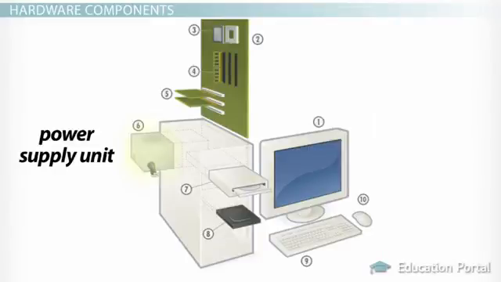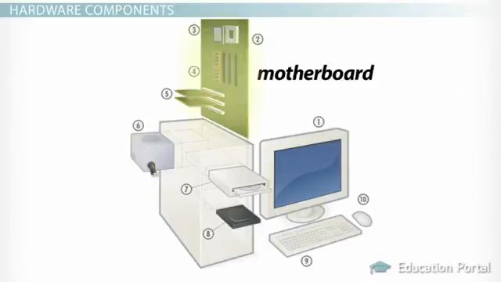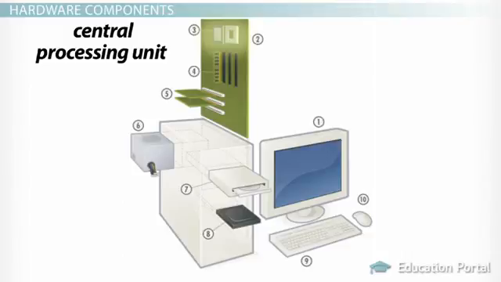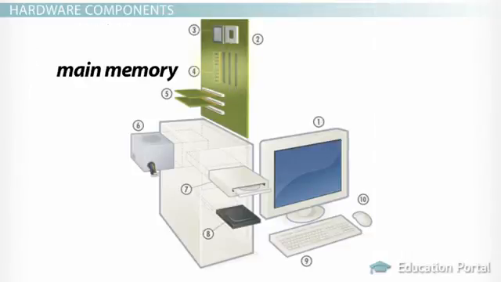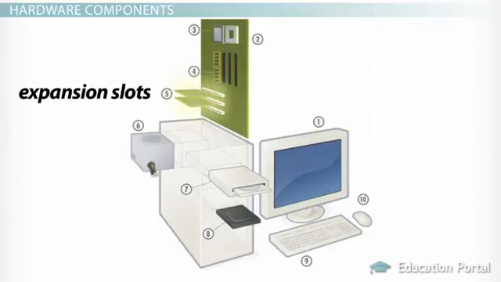The most critical component is the motherboard, number 2, a plastic board on which several essential components are mounted. This includes the central processing unit, or CPU, number 3, the main memory, number 4, and expansion slots, number 5, for other hardware components.